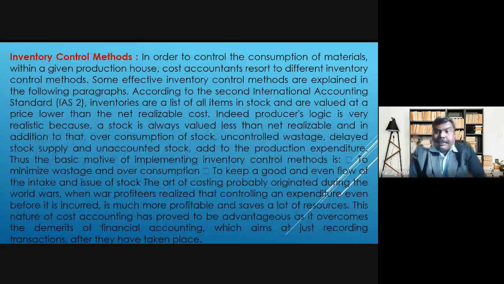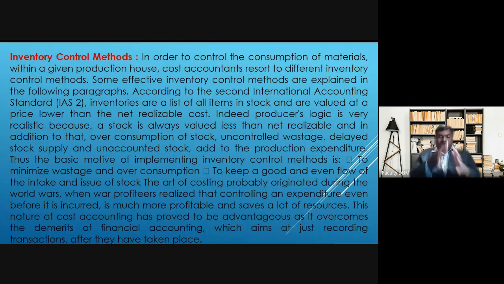In order to control the consumption of materials within a given production house, cost accountants resort to different inventory control methods. Some effective inventory control methods are explained in the following paragraph. According to the second international accounting standard, that is IAS 2, inventories are a list of items in the stock and are valued at a price lower than the net realizable cost. The producer's logic is very realistic because a stock is always valued less than the net realizable, and in addition to that, overconsumption of stock, uncontrolled wastage, delay in stock supply, and unaccounted stock add to the production expenditure.